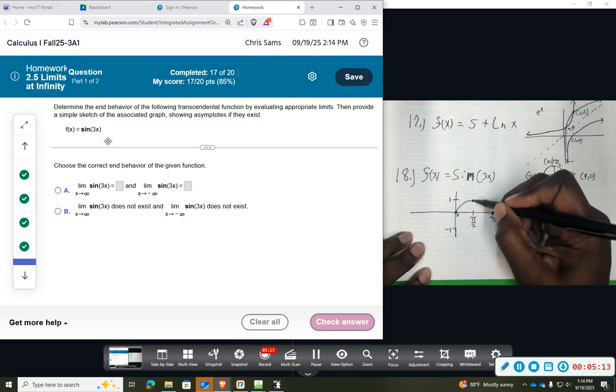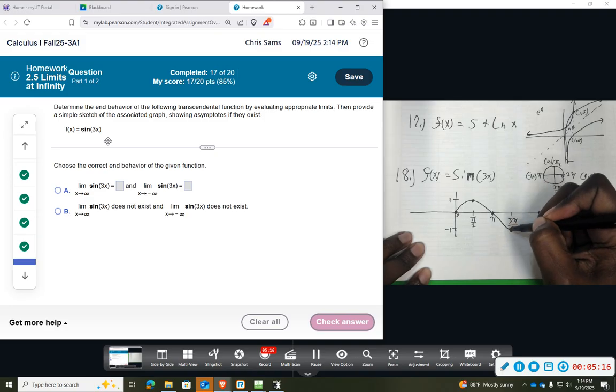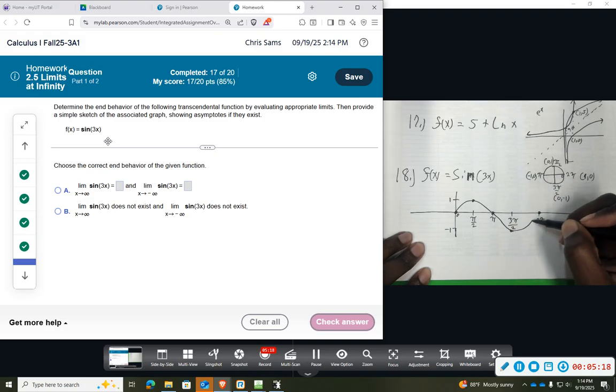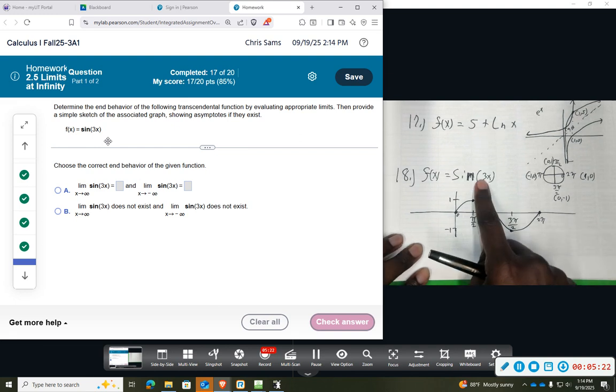So you get this wave curve. So it just kind of oscillates. The difference is when you have a 3x, the amplitude, no.